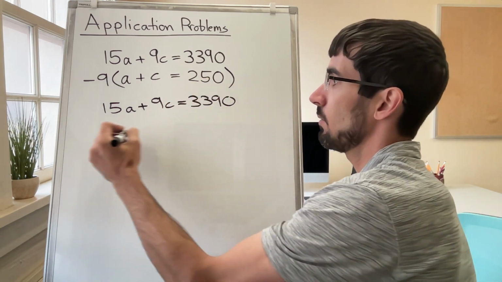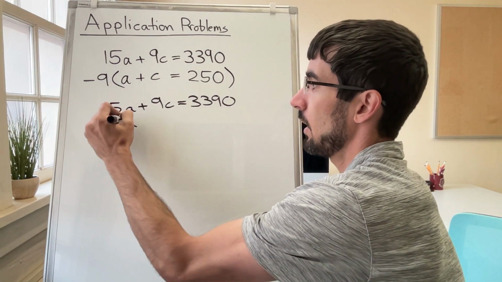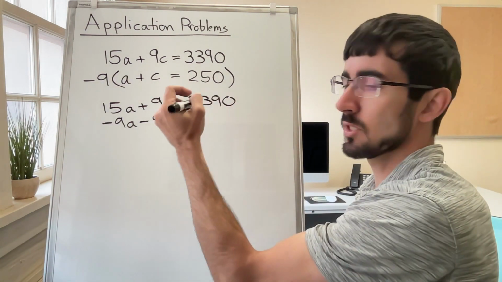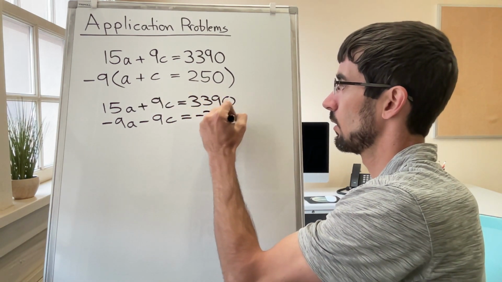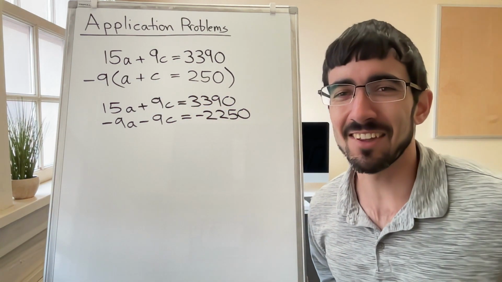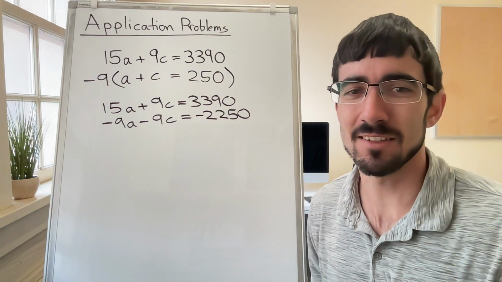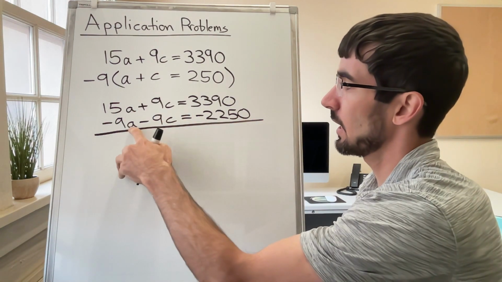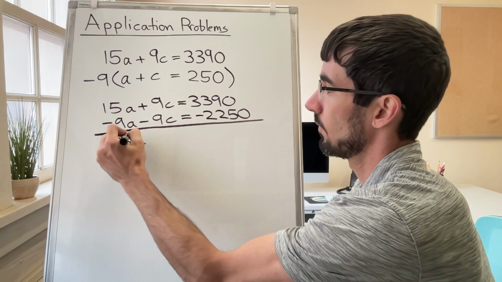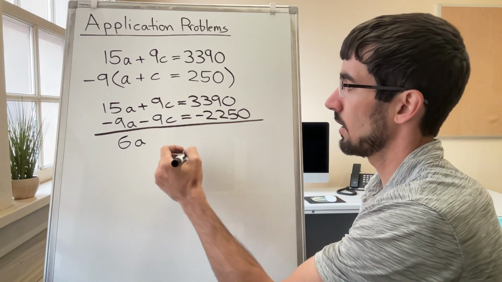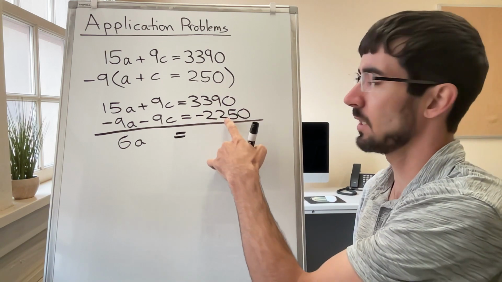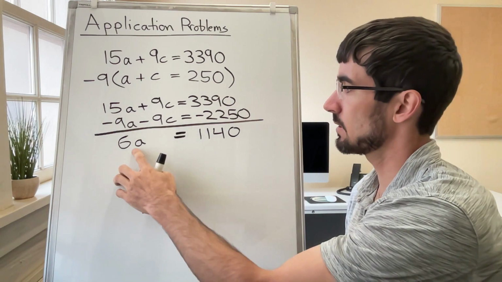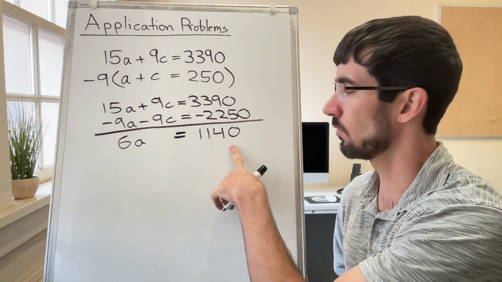First equation stays the same. The second equation is now -9a minus 9c equals -9 times 250 is -2250. There's no shame in using a calculator here to help you with some of the calculations. Second step is to add those equations together. So 15a plus -9a is 6a. 9c plus -9c is 0. 3390 plus -2250 is 1140. So I get 6a equals 1140.